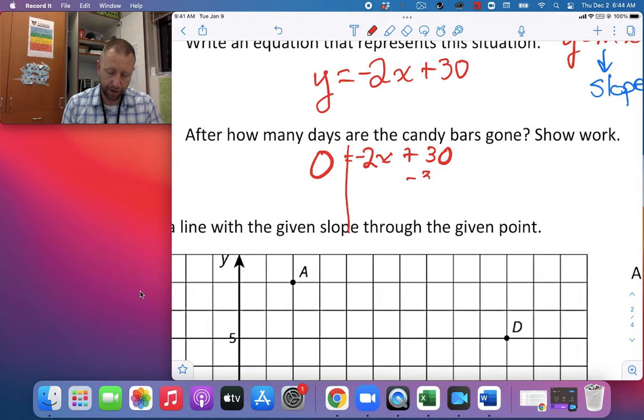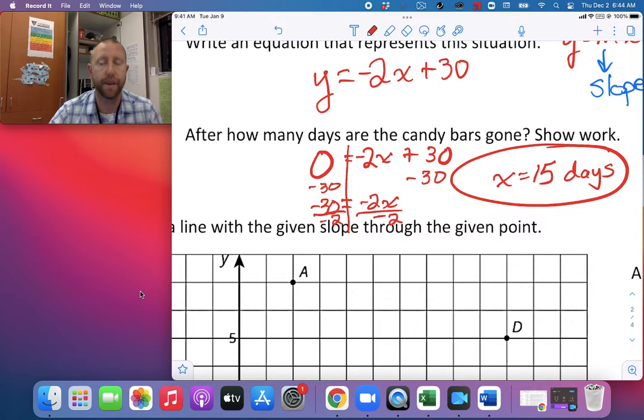Okay, I'm going to subtract 30 from both sides. I get negative 30 equals negative 2x, and then I'm going to divide by negative 2. Well, a negative divided by a negative is a positive.